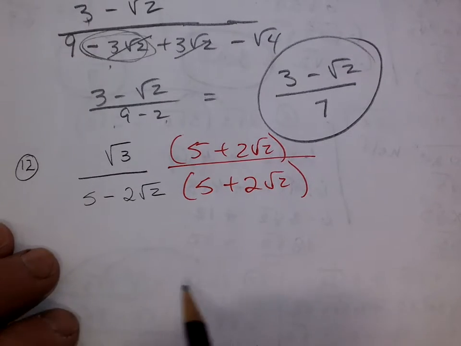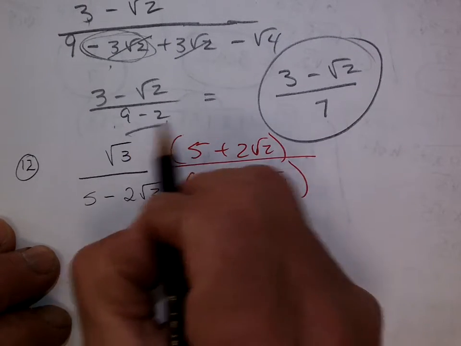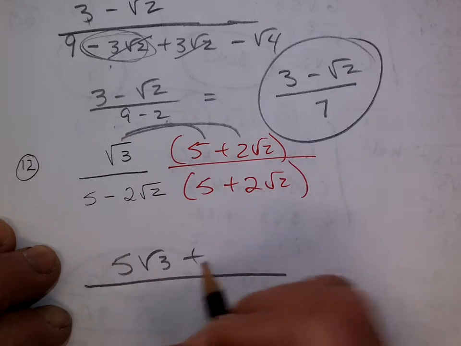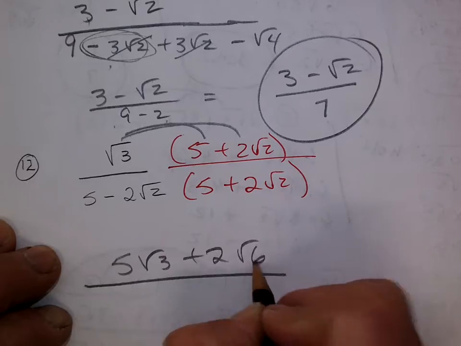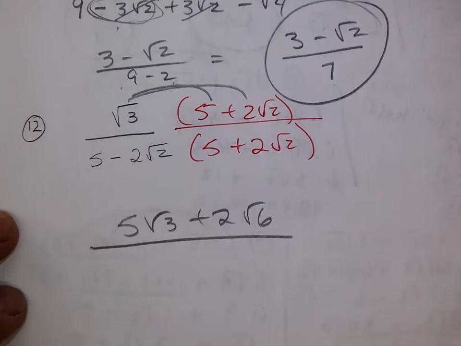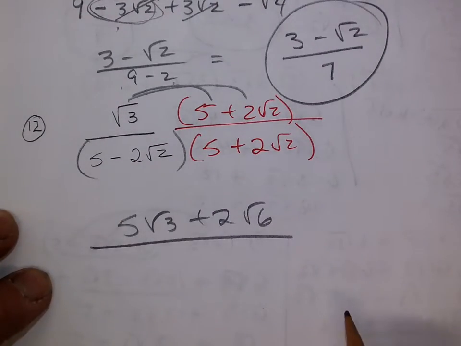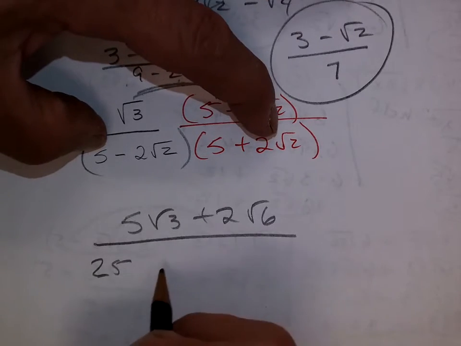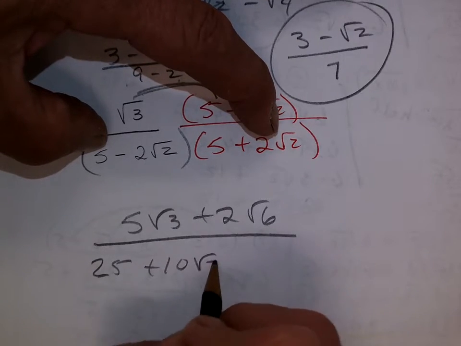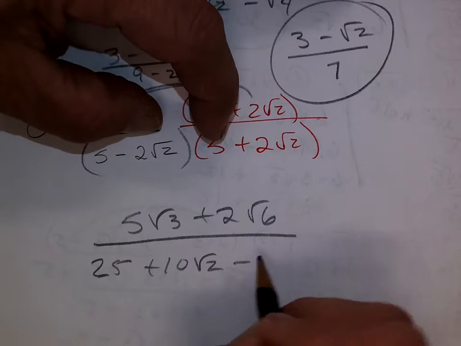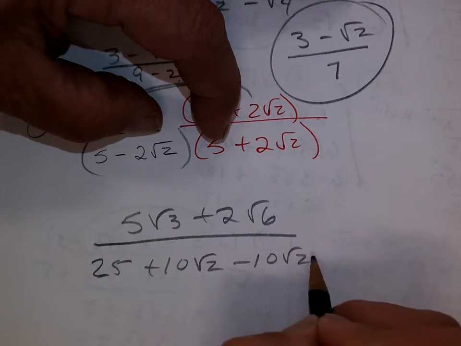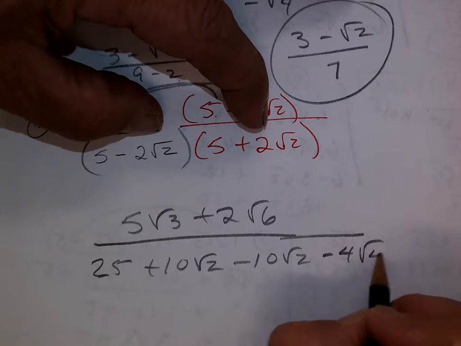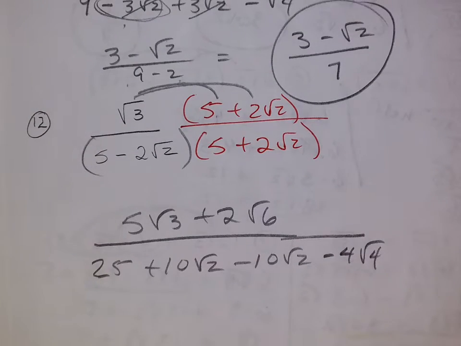Well, for the numerator, we're going to get 5 square roots of 3 plus 2 square roots of 6. Okay? For the denominator, we're going to get 25 plus 10 square roots of 2 minus 10 square roots of 2 minus 4 square roots of 4. Okay, I'll step back and let you look. Okay, ready, Landon?